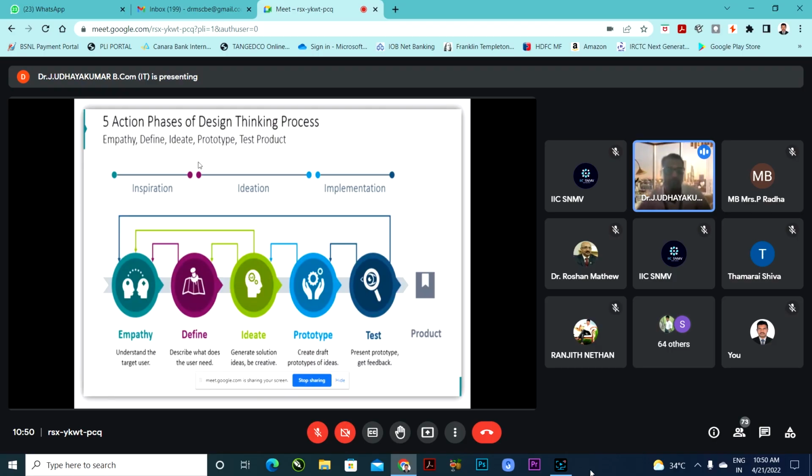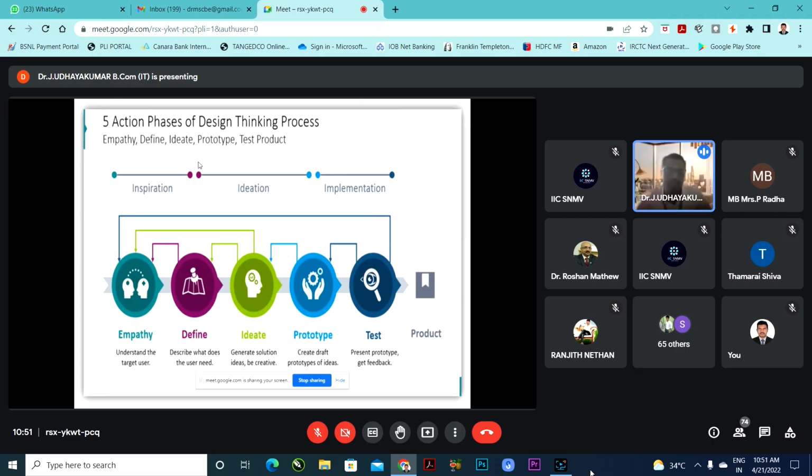And now only we are entering into the topic, that is the prototype. Before the prototype, we have to know about empathy, define, and ideate. Without knowing these stages, we can't find the solution from the prototype. The prototype is nothing but creating a draft of ideas. Those ideas will be tested in the next stage, and we will get feedback.